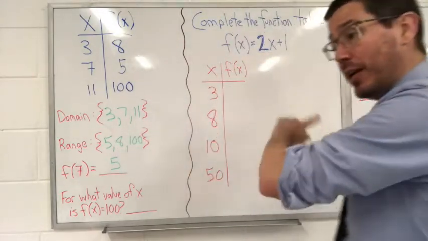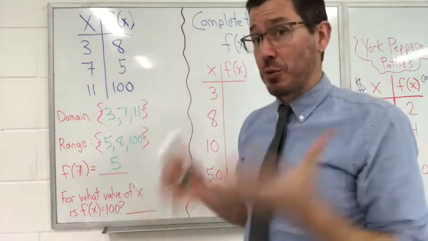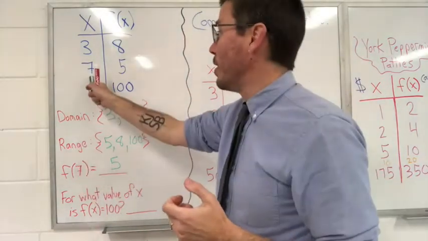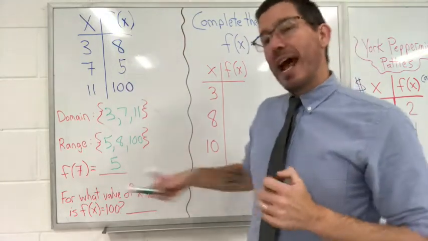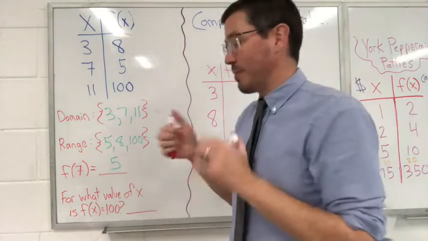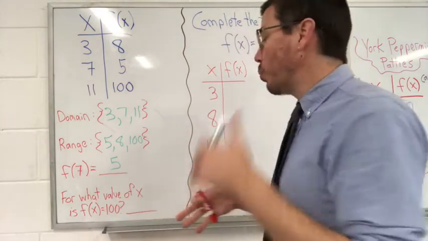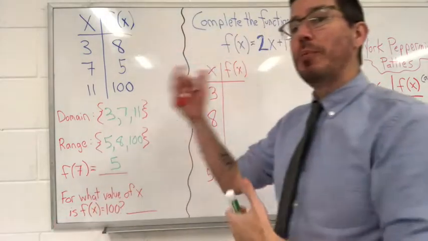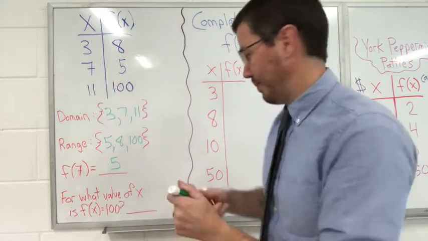We were talking about money over here, money in York peppermint patties. It's the same concept here, it's just we don't have an actual story. I'm gonna input 7, what do I get out? 5. All right, now, they can ask this question backwards also. This is how they ask it: for what value of x is f of x equal to 100? What they're saying is, what input gives me an output of 100? Well, that's just reading the chart backwards, and it's 11.